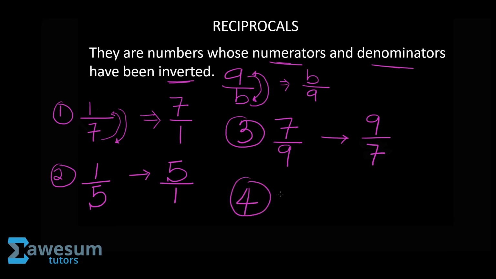Another example, 11 over 21. What is the reciprocal? Again, the numerator goes to the bottom, the denominator goes to the top, right? So in that case, 11 goes to the bottom, 21 goes to the top. That means that the reciprocal of 11 over 21 is 21 over 11. I believe you are getting that concept.